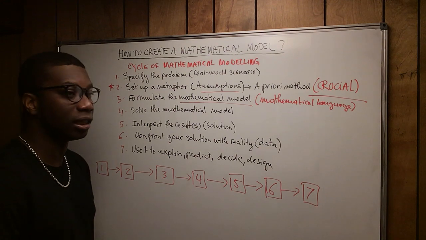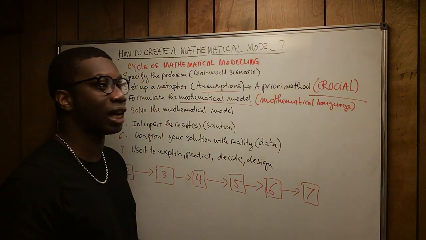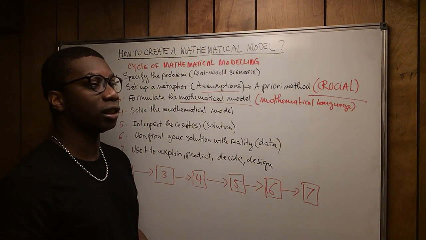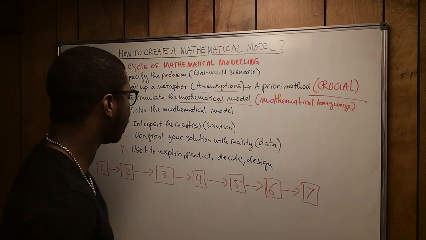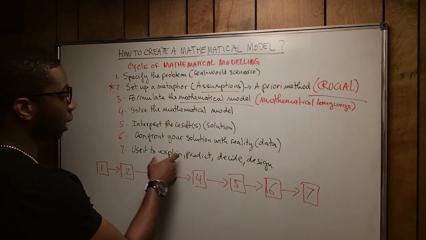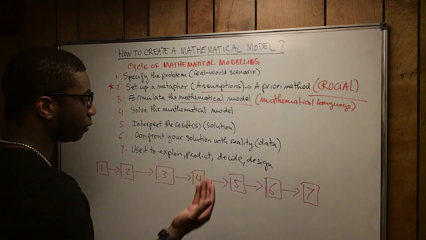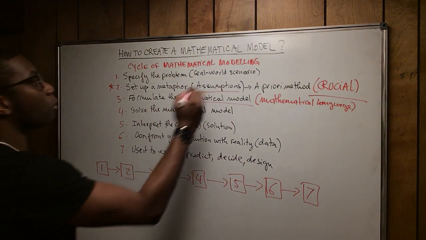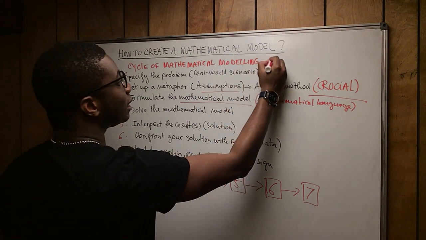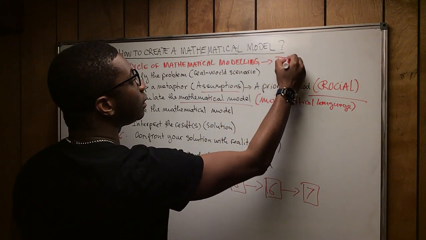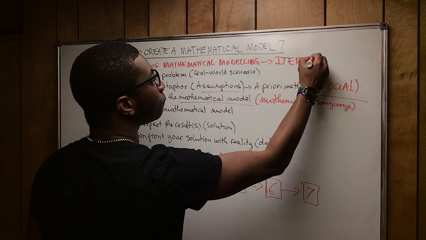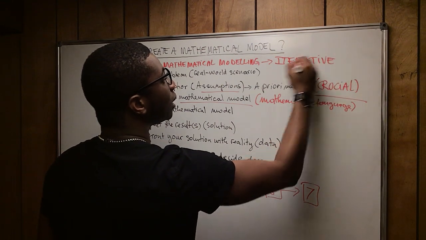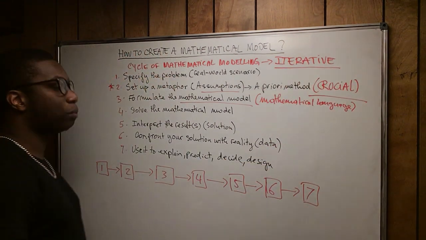There's no shame in developing the wrong mathematical models. Like scientists always develop wrong mathematical models at first. And then you use that model to explain, to predict, to decide, or to design. You need to understand that a mathematical model, so the cycle, in fact, is iterative. It is an iterative process.